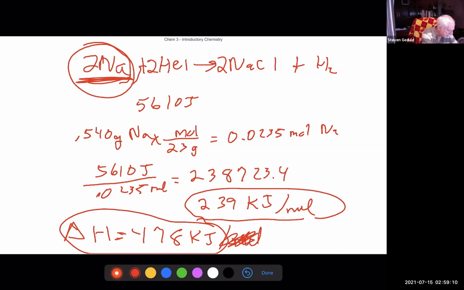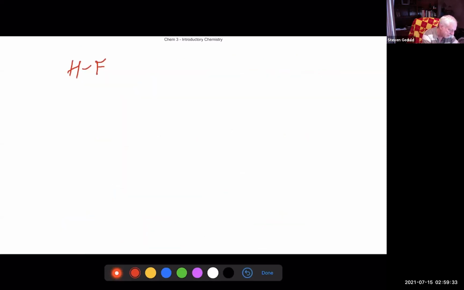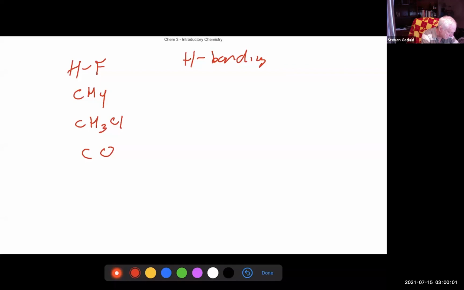And it says classify each substance based on the intermolecular force present in the substance. So you want hydrogen bonding, dipole-dipole, or dispersion forces. It gives you four things: hydrogen fluoride, HF, CH4, CH3Cl, chloromethane, and carbon monoxide. This is worded really weird. It wants to know if they're dispersion only, dipole and dispersion only, or hydrogen bonding, dipole, and dispersion.